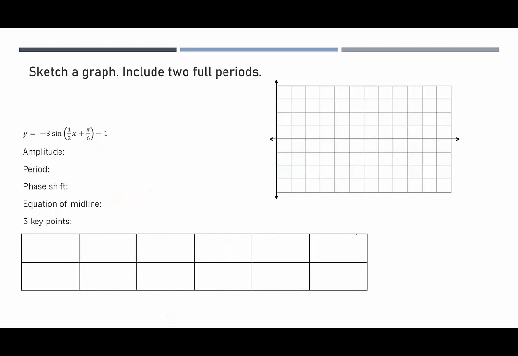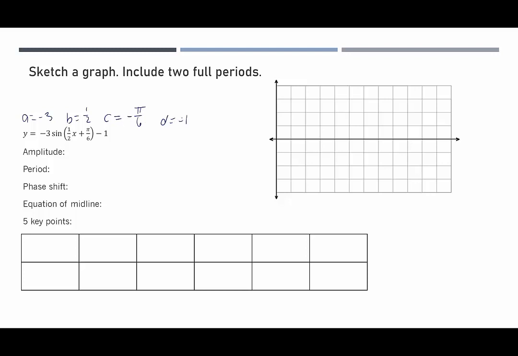Okay, in our final example, we're putting everything out on the table. We have changes everywhere. Let's lay out what we have. We have a is equal to negative 3. B is equal to a half. C is equal to negative pi over 6. And D is equal to negative 1.